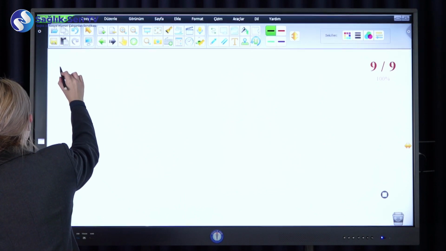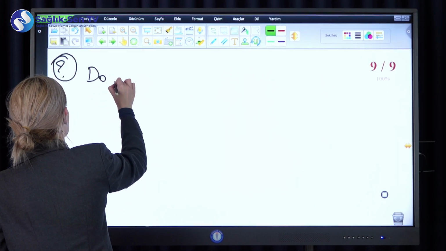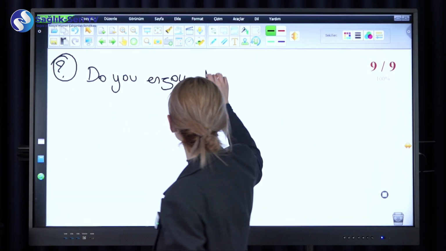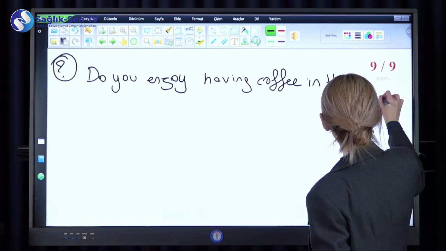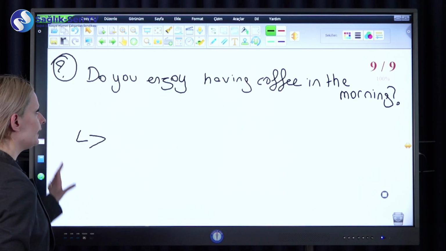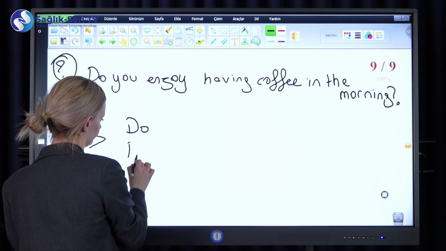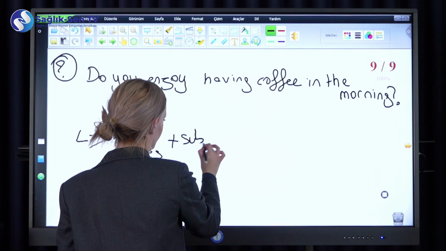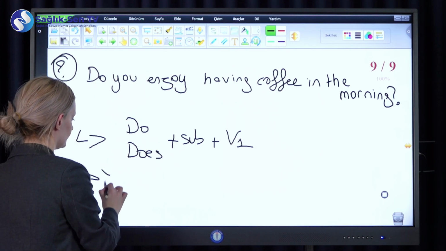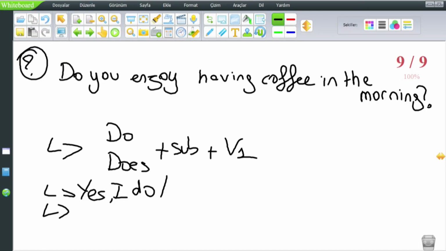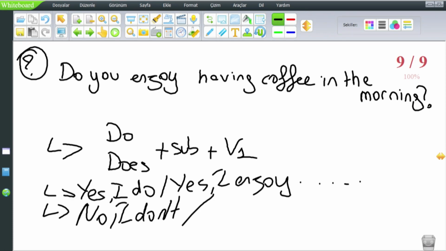Let's continue with question form. Do you enjoy having coffee in the morning? I put do and does at the beginning of the sentence, and then our proper subject, and then verb 1. Do you enjoy having coffee in the morning? I can answer in two ways. Yes, I do. Or if I want to give a long answer, yes, I enjoy having coffee in the morning. If I want to say no, no, I don't, or no, I don't enjoy drinking coffee in the morning.